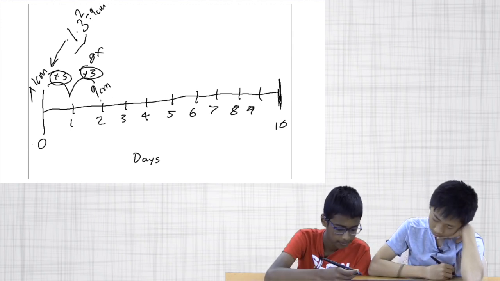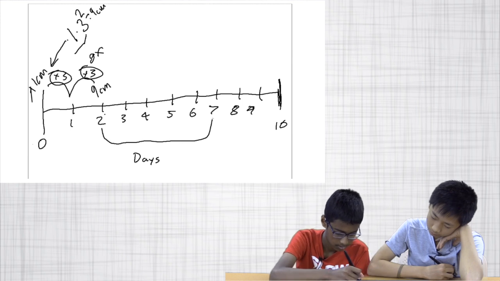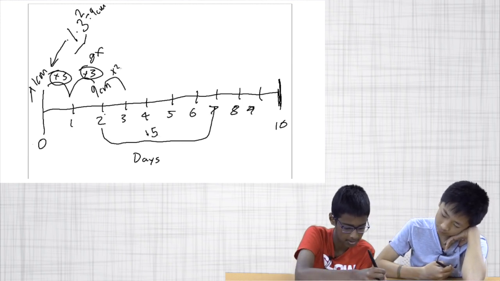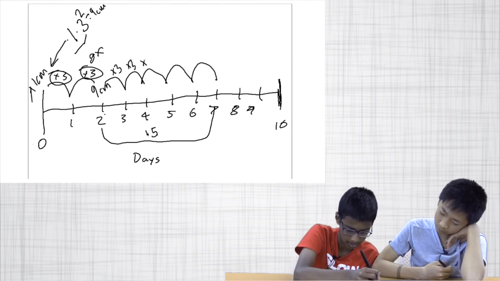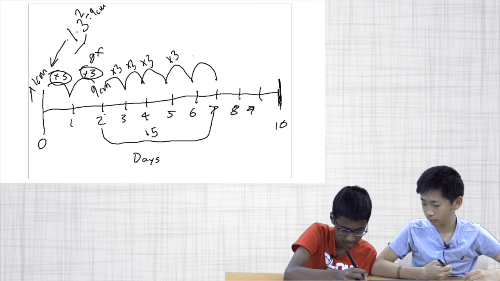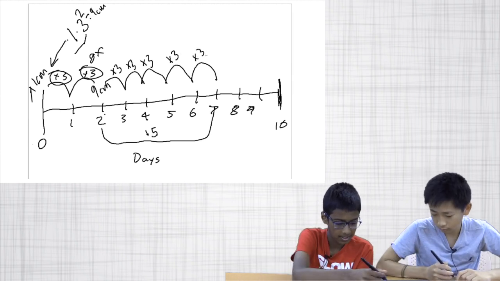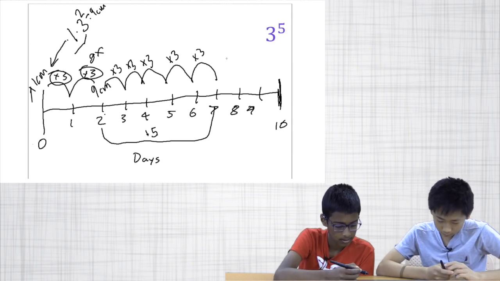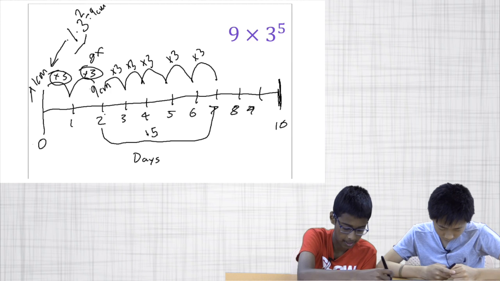Okay, and now 5 days after 2 is 5. So now we have times 3 and just keep on going. Okay, and we have done times 3 5 times, so that's 3 to the 5th. And we're multiplying that by 9 because we started at 9.